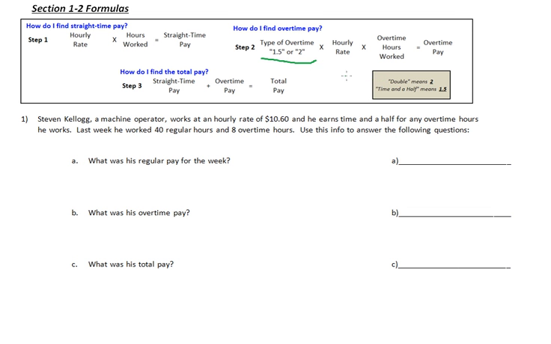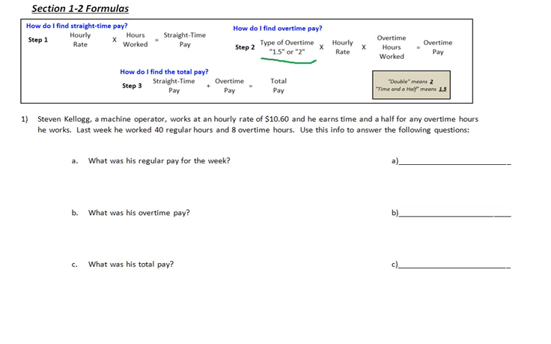Time and a half is for 1.5. If you get paid time and a half for overtime, that means you're getting paid 1.5 times the amount of your normal pay. Once again, if you're working at a movie theater that pays $10 an hour for regular hours, but you work overtime, you'll make $15 an hour. So you need to know the type of overtime, and once again, you can read that in the problem.